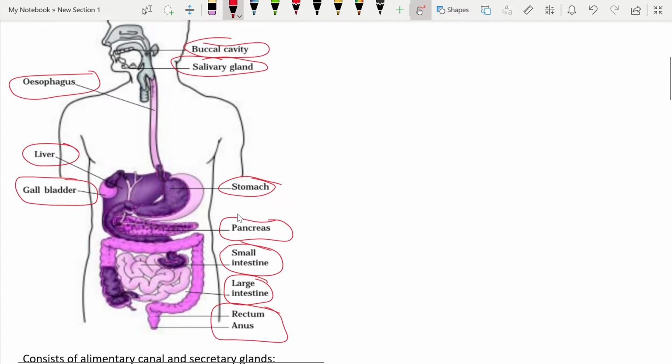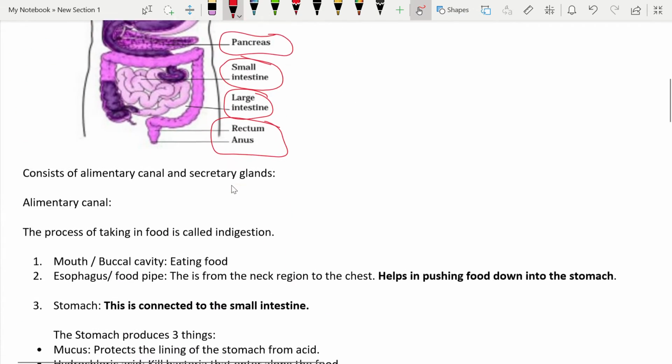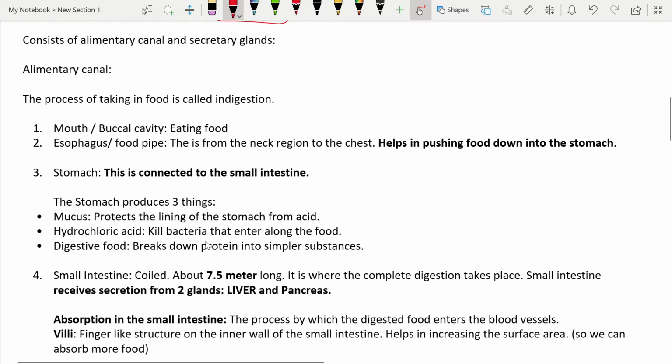Now, our digestion in humans consists of the alimentary canal and secretory glands. Let's explore the alimentary canal first. The process of taking in food is called ingestion. So when you take in food, when you eat it from your mouth, it means that you're ingesting the food. Let's start. Mouth or buccal cavity is where you chew food and eat it.